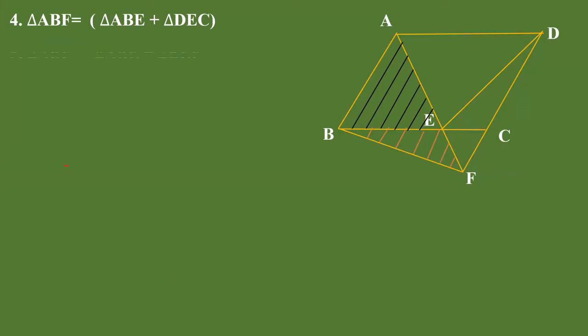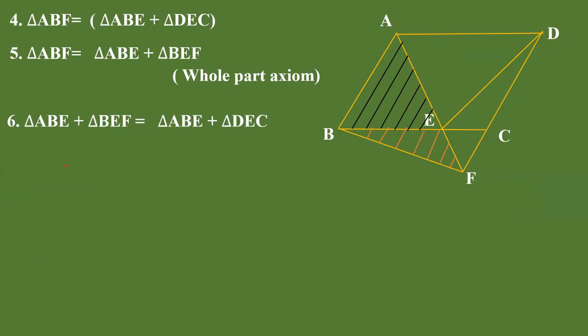But we know that triangle ABF is equal to triangle ABE plus triangle BEF. It is divided into these two triangles from the whole, isn't it? Now, if you look at 4 and 5, both are equal to the triangle ABF. So can we say this? Triangle ABE plus triangle BEF equals triangle ABE plus triangle DEC, from facts 4 and 5, isn't it?